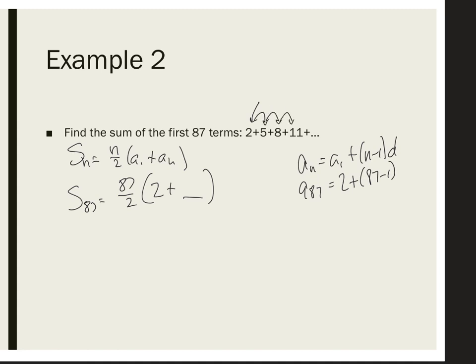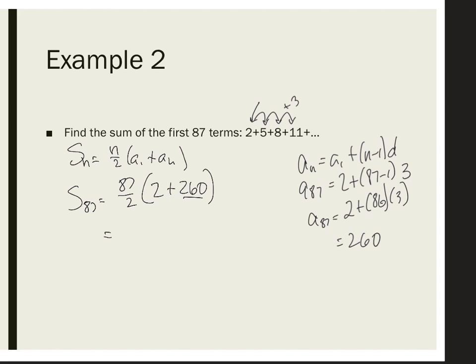All right, so let's see the common difference. To get from any of these numbers to the next is adding 3. All right, so A sub 87 is 2 plus 86 times 3. 86 times 3 plus 2 more is 260. All right, so now I can come over here and put the 260 in and continue doing this problem.